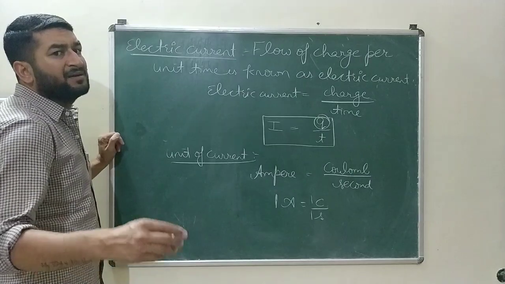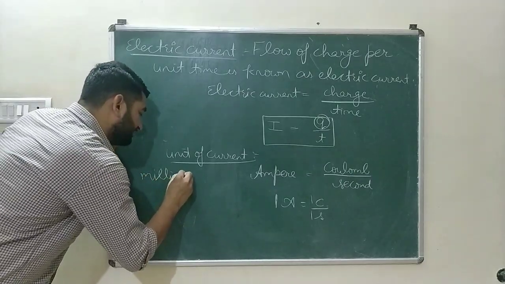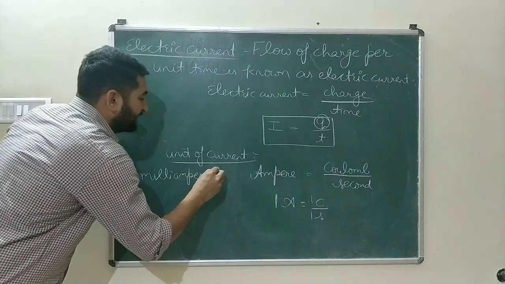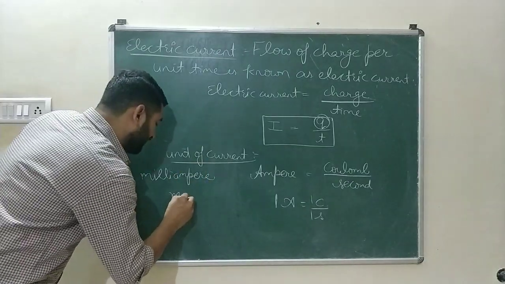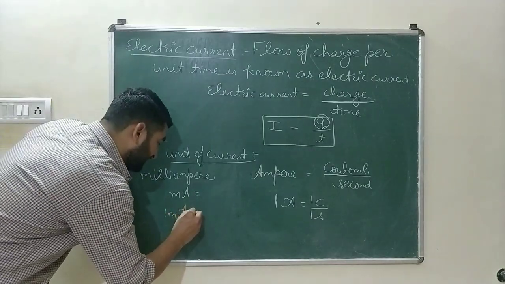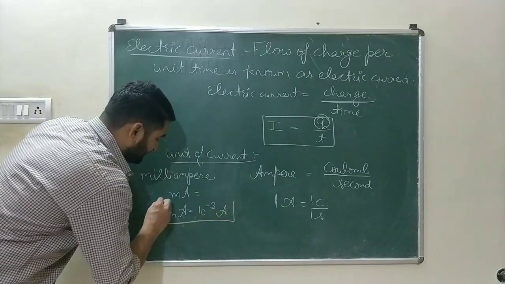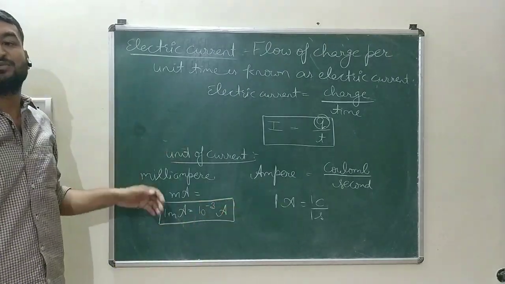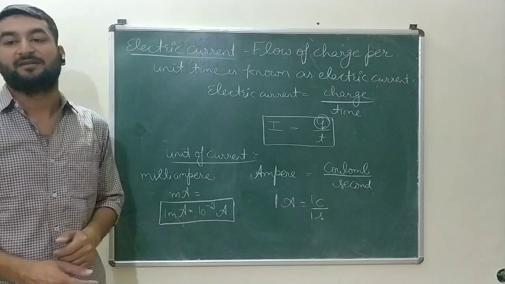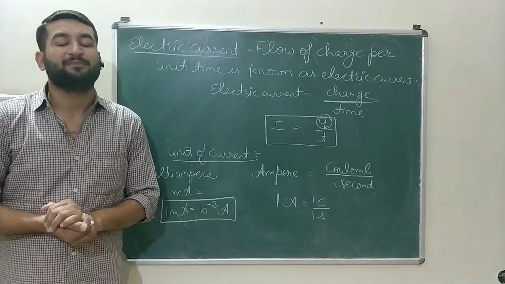Other than this, there are other units also. The smaller unit of current is milliampere. That is small ampere. 1 milliampere is equal to 10 raised to the power minus 3 ampere. So that is the smaller unit of current.